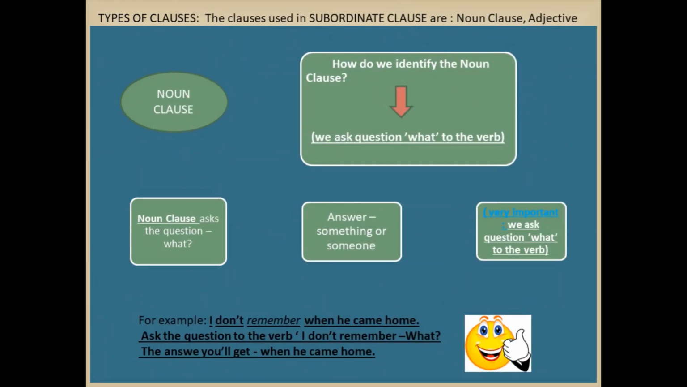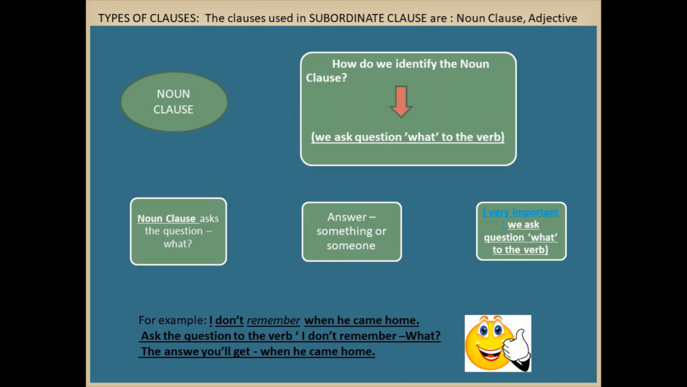The types of clauses. Till now, you have understood what clauses are and the kinds of clauses. Now we shall learn about the types of clauses. The clauses used in subordinate clauses are noun clause, adjective clause, and adverb clause. Just as we discussed the three important phrases when we dealt with phrases, the noun phrase, the adjective phrase, and the adverb phrase, similarly in clauses, we shall discuss these three important clauses in a sentence.